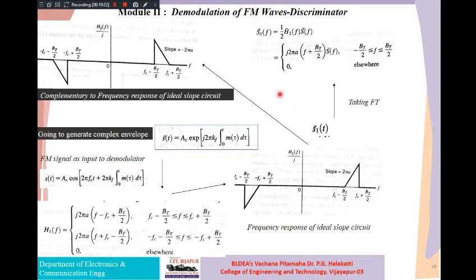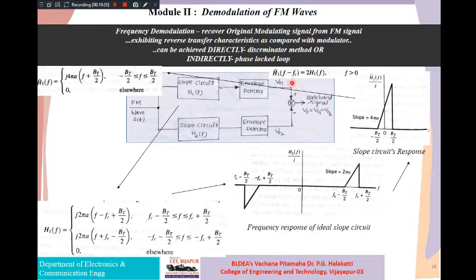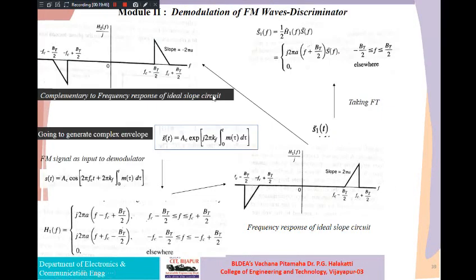So next, what is happening? This H1'(f) will be related to H1(f) like this. H1'(f - fc), shifted in the frequency domain by an amount of fc, is equal to twice the H1(f), twice the transfer characteristics of the slope circuit 1, here, H1(f).